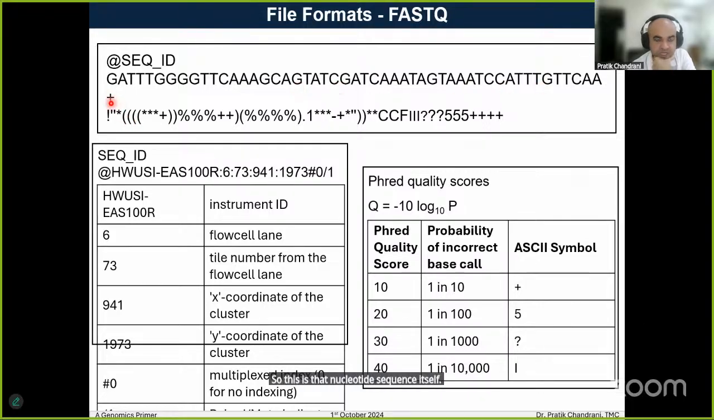Then the third line always starts with this plus symbol, and then optionally it can have the same sequence ID as the first line, or it can be just a plus symbol. And then the fourth line is very critical. It has the Phred quality score.